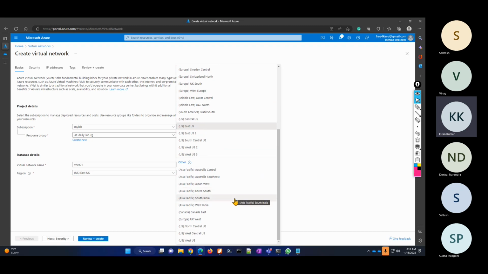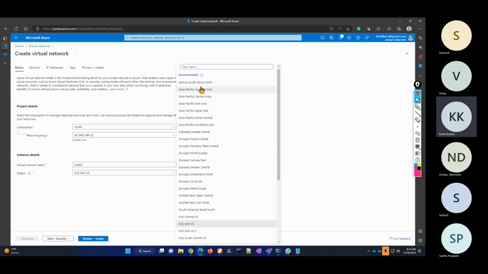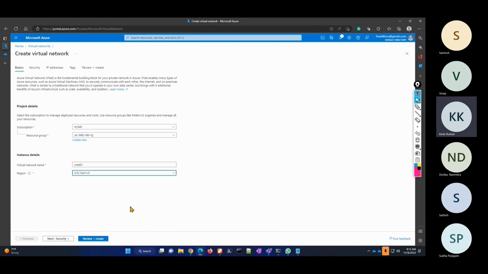So many locations are available. In the Azure platform we call it a region. Which region we need to deploy in, we need to get that information from your customer. Okay.